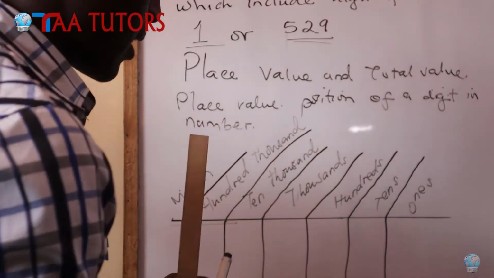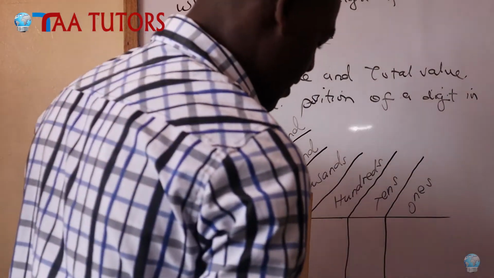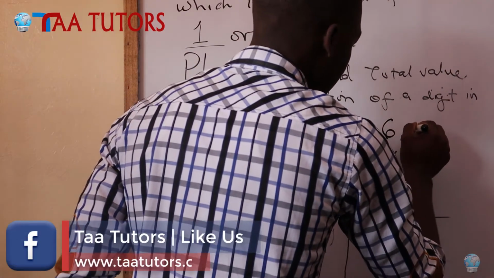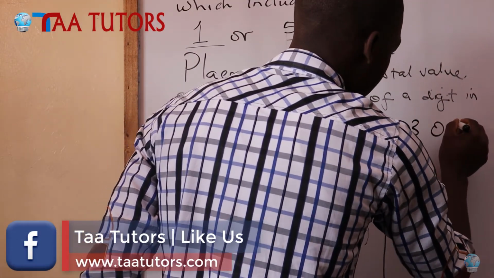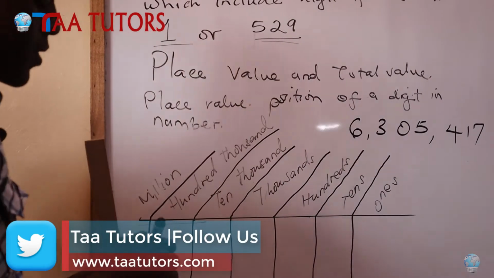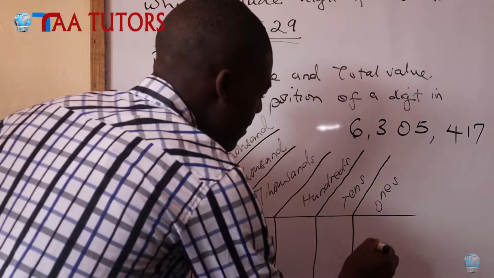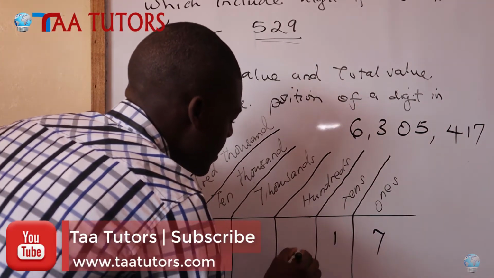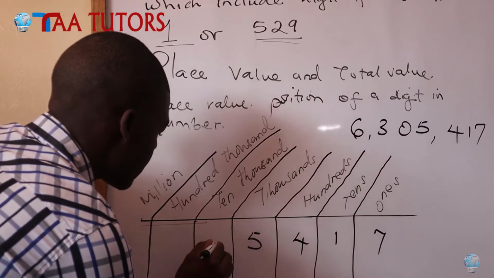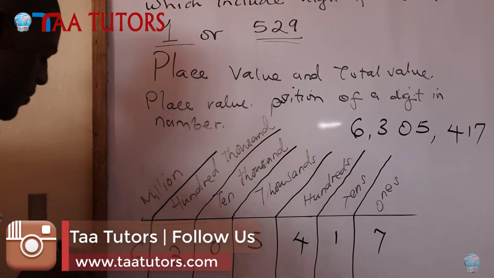This one is now an easy way of showing the place value of bigger figures, if you are given an exam or maybe in an exercise. Let's do a number like 6,305,417. After that is when we are going to know how to read this value. For now, we just want to know their place value. We will have 7 in ones, we will have 1 in tens, 4 in hundreds, we'll have 5 in thousands, 0 in 10,000s, 3 in 100,000s, then 6.